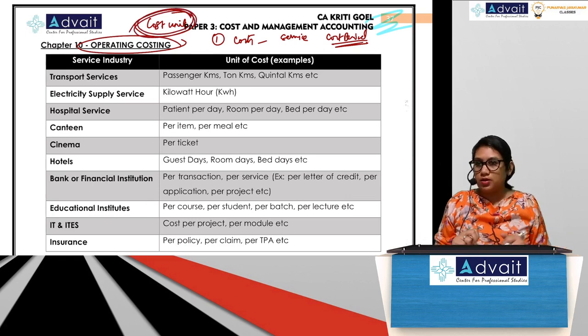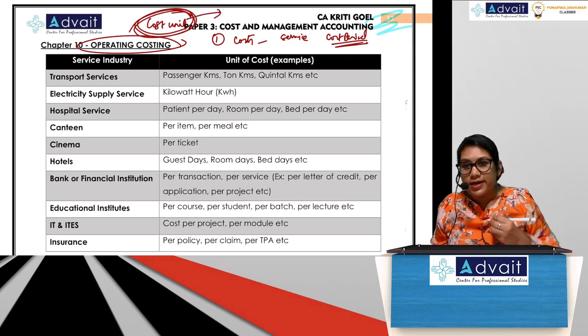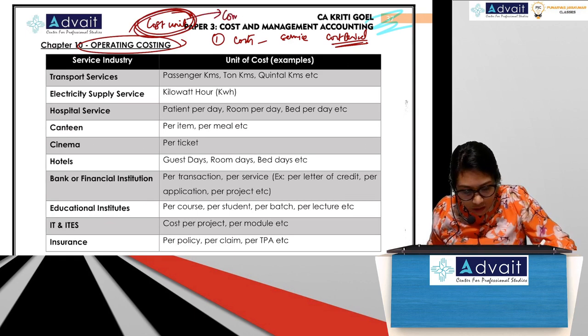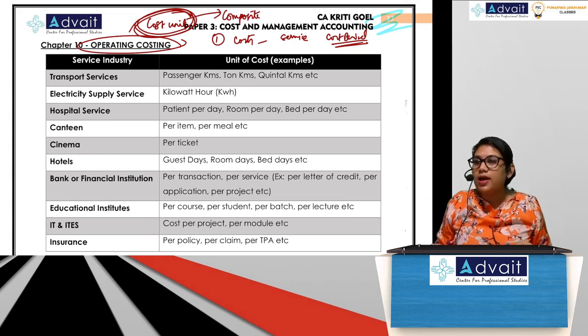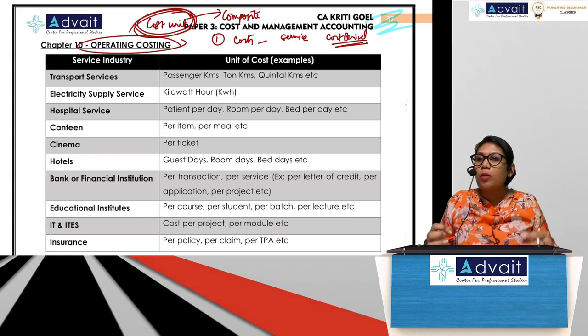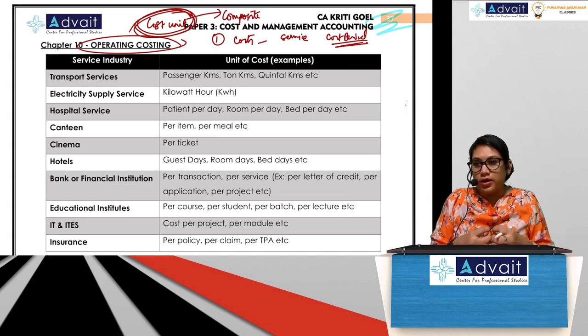And the second thing that you need to do, very, very important, is to figure out what your cost unit is. So in operating costing, we usually use the concept of a composite cost unit. We had discussed that day, composite cost unit is nothing but a combination of two units.